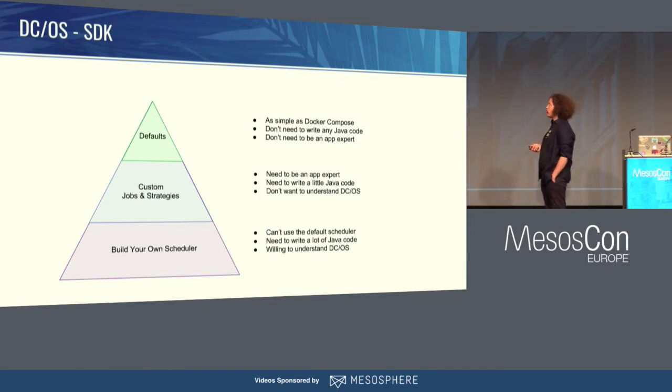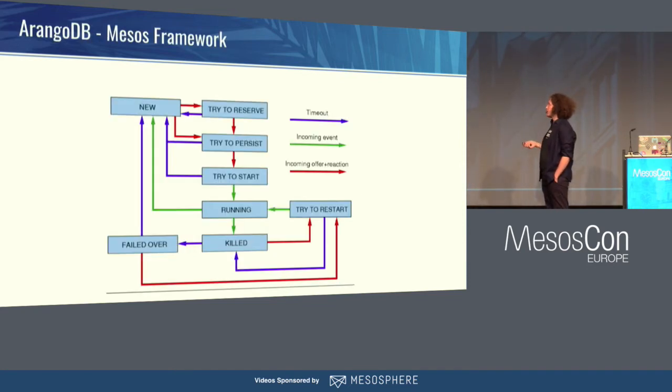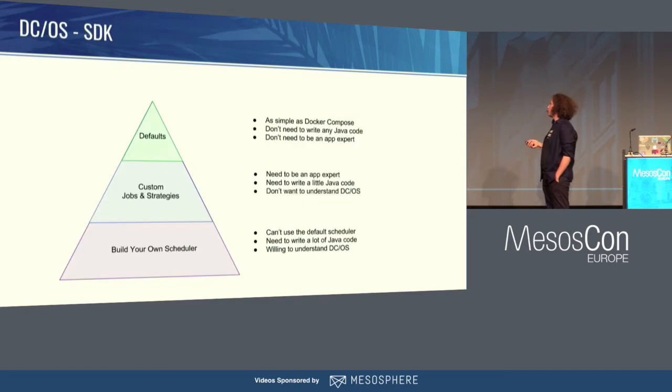And if you're using the defaults, so if that's exactly what you want, you actually only have to write your YAML, similar to writing a Docker Compose file. You don't have to write any real Java code, and you also don't have to be an app expert. You simply say, I want to have N number of database servers up and running. If you need custom failover logic, or in case of ArangoDB, custom logic to scale up and scale down, you might need to write a little code. So you can still use your overall YAML to generate your scheduler, but you might override certain parts with your own custom logic.